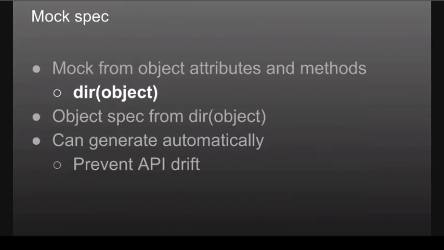You can also generate your spec automatically for your doubled object. And I personally think this is recommended because this way you don't get API drift. Every time you change the API for an object that you're mocking, you will get an up-to-date spec whenever you instantiate a unit test.